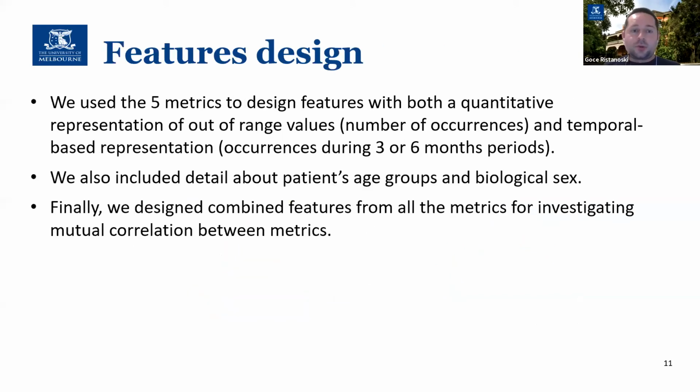So what we did is we used these 5 metrics to design features with both a quantitative representation based on the number of occurrences, as well as a time-based representation based on how often they occurred within a 3 or 6 month period prior to the suspected diagnosis date. And we also added details about patients' age group, biological sex, as well as whether or not there is a family history of cancer. And we finally combined all of these features with these metrics in a more innovative way in order to see if there are some correlations between the metrics themselves. For example, if MCV and platelet count together are more indicative of cancer than on their own.